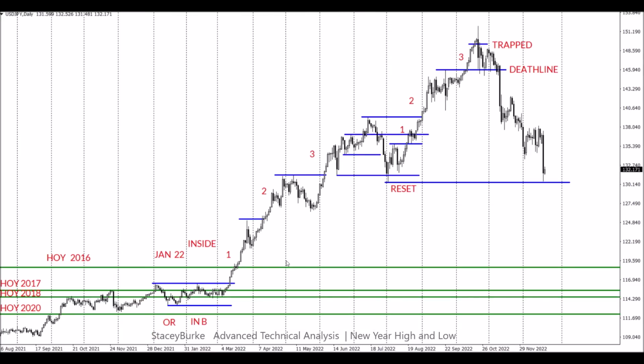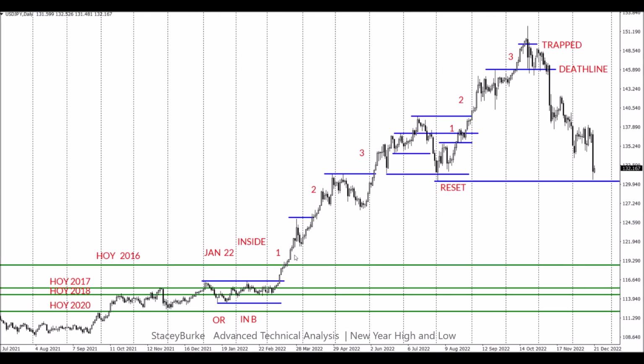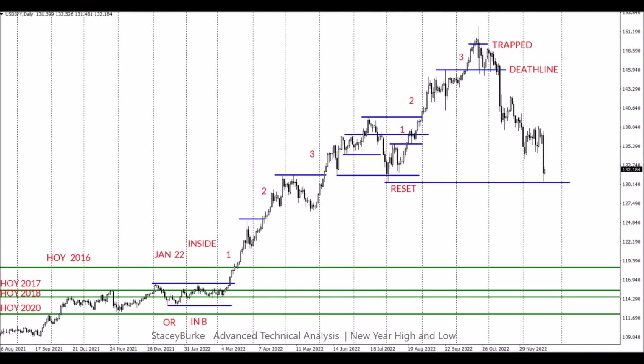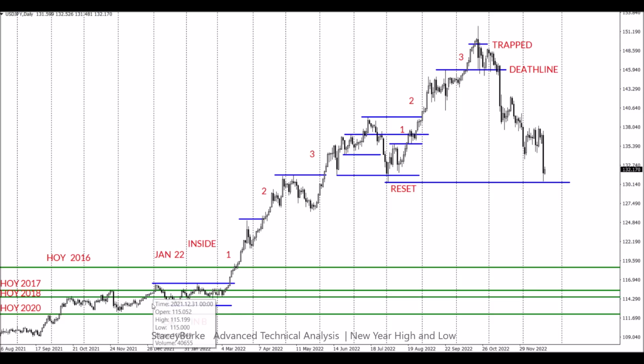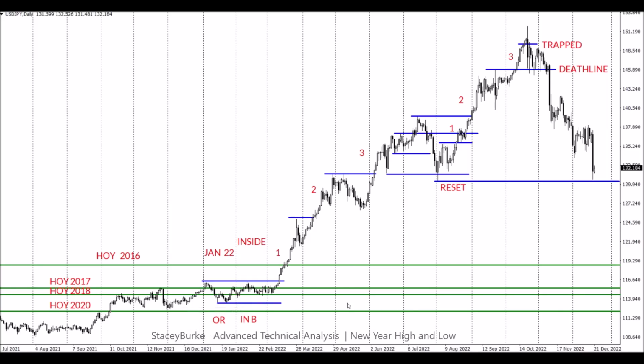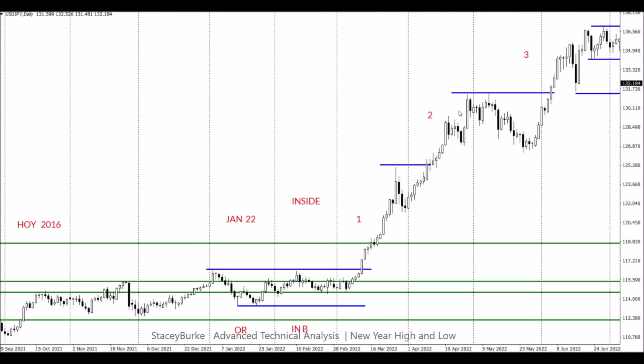So looking at the Japanese yen, if we just scroll back, I'll take these green lines off in a second, but we had high of the year 2020 that we took out in October, then 2018 got taken out in November, and the high of 2017 got traded into heading into the end of the year. I'll just take these, well, I'll leave them on for now. So the market went into consolidation, but then our January, our new year prints, we'll just blow this up a bit so traders can see.